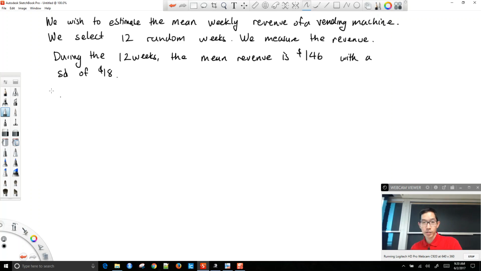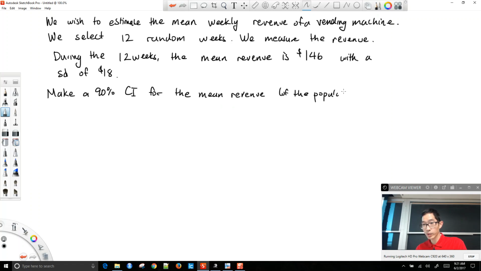Okay, so we'll say make a 90% confidence interval for the revenue, and I will say the mean revenue in the population. So the population would be all weeks, right?